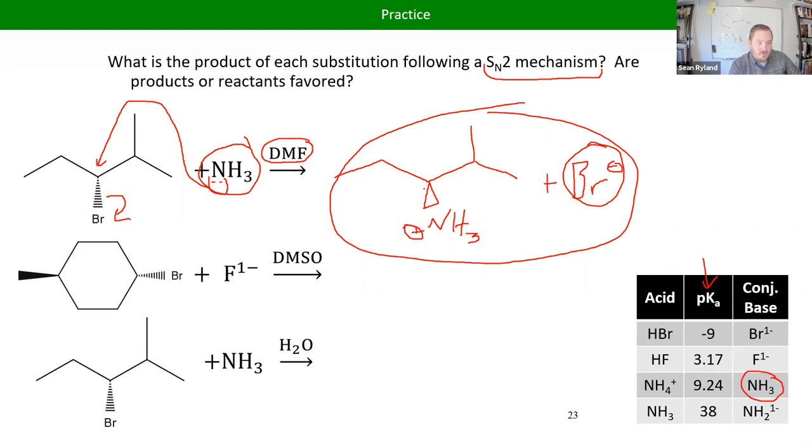And our product would look like this. It'd be an amine on the third carbon. And if it goes through SN2, there's no rearranging that happens, and you only get one stereoisomer. Do one more and we'll be done for the day. Let me clear off all my mess here.